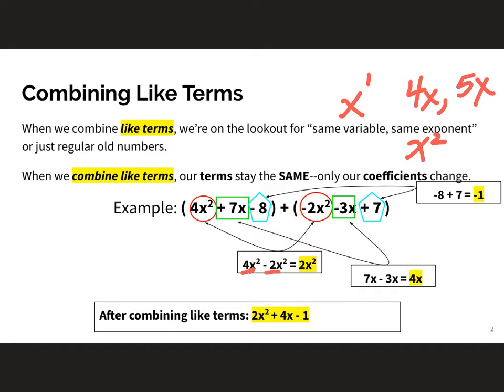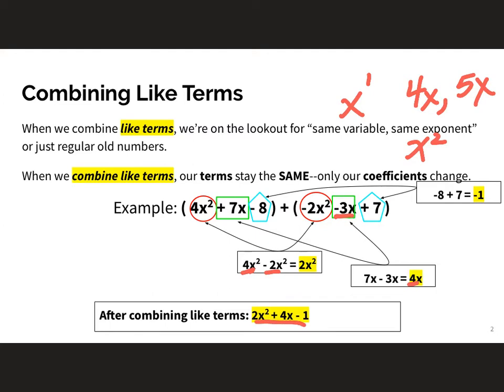My next term that I see in my expression is positive 7x, and my like term to that is going to be negative 3x, right? Because they both have an x, and it has the same exponent 1, right? So 7x plus negative 3x, which is 7x minus 3x, is going to be 4x. Once again, I'm only changing the coefficient. I'm only changing the number in the front, not the actual term x itself, right? And I have these regular old numbers, negative 8 plus 7. I can do negative 8 plus 7, that equals negative 1. So now I have my combined like terms, and I can actually just string them together to get my new expression, 2x squared plus 4x minus 1.